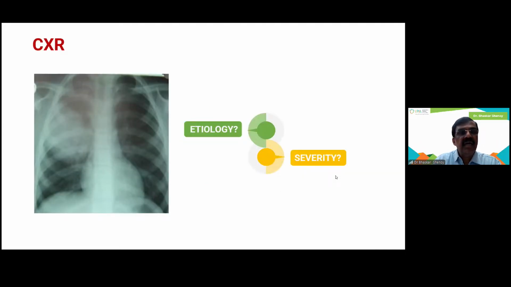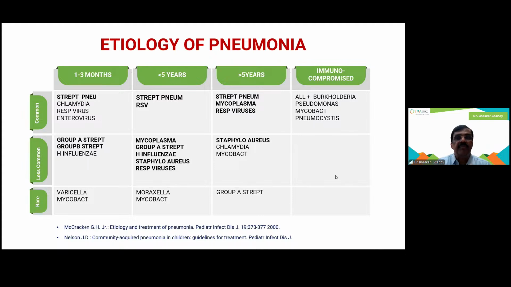So in this case, you can see an opacity in the right upper and mid zone. And what is the etiology? What is the severity? Again, in respiratory infection, Streptococcus pneumoniae stands first. In all age groups, it is Streptococcus pneumoniae. Whereas in a very young child, they can have chlamydia, viral, etc. And below 5 years, the next choice is RSV. And more than 5 years, mycoplasma or atypical organisms also come.